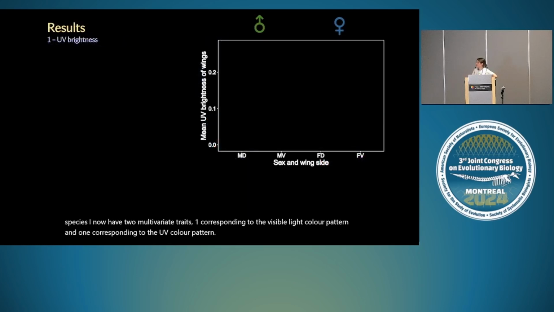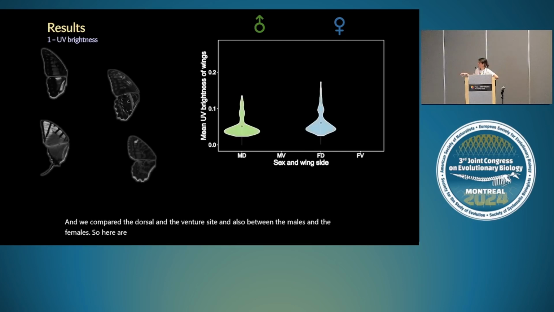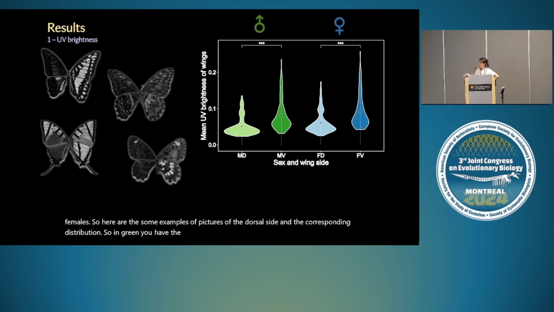So now the first thing we looked at in our data was the mean UV brightness of the wings, and we compared the dorsal and the ventral side, and also between the males and the females. So here are some examples of the pictures of the dorsal side and the corresponding distribution. In green you have the males and in blue the females. And now here are the corresponding ventral sides and the distribution.